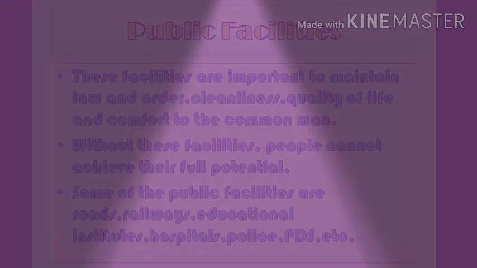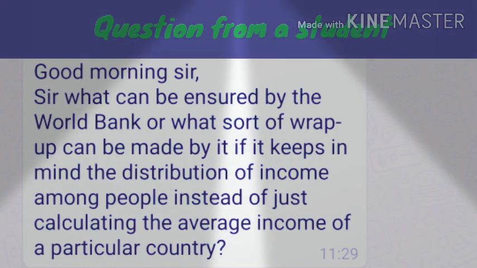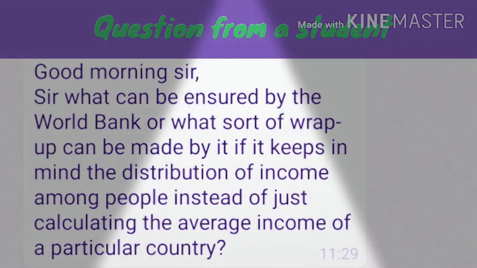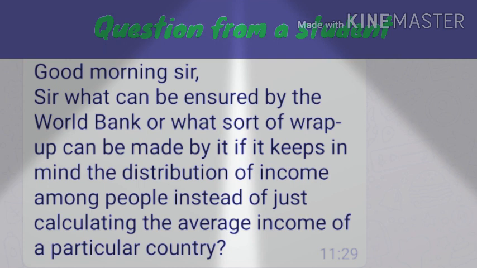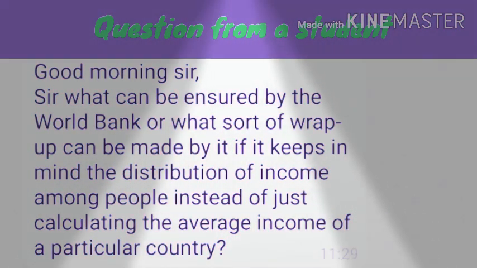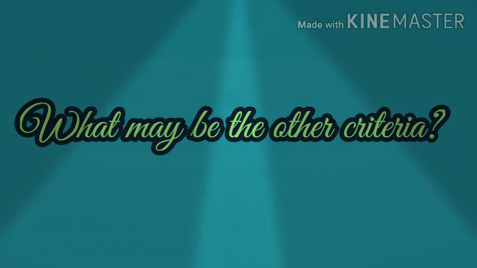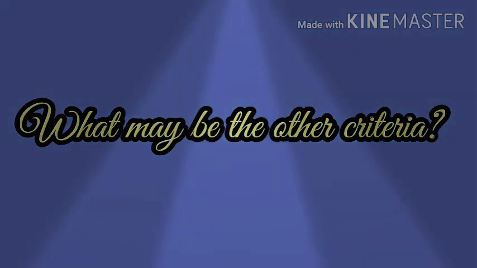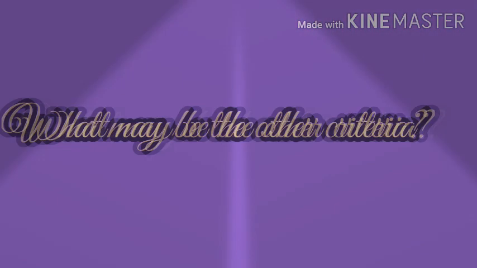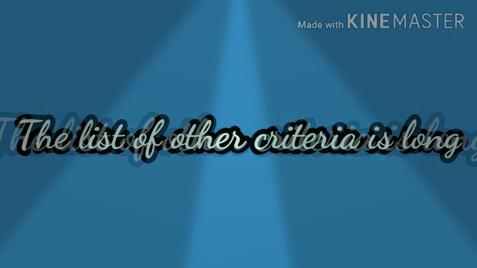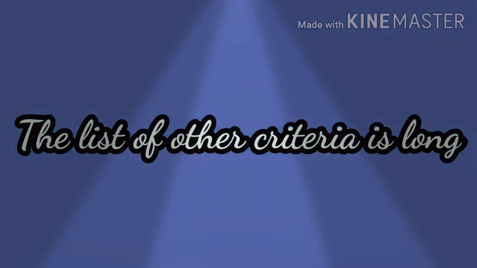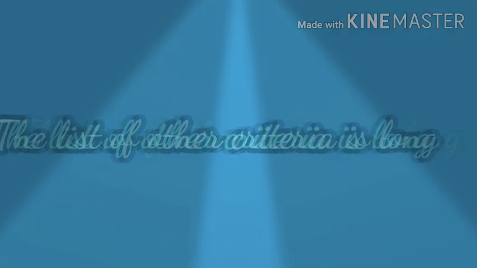A student asked me a question in the last session: sir, if average income has its limitation in comparing the development of different countries, then why should the World Bank take it as one of the attributes or one of the indicators? You know, yes, the level of income is important, but it is inadequate. We begin to think about other criteria. Now, there can be a long list of such criteria, but then it would not be useful.